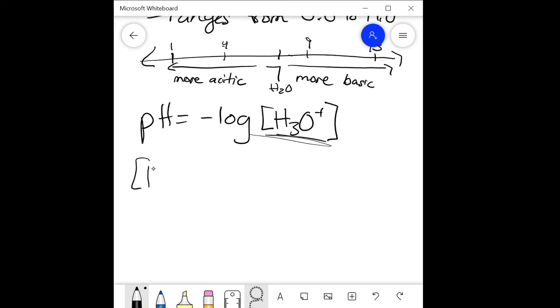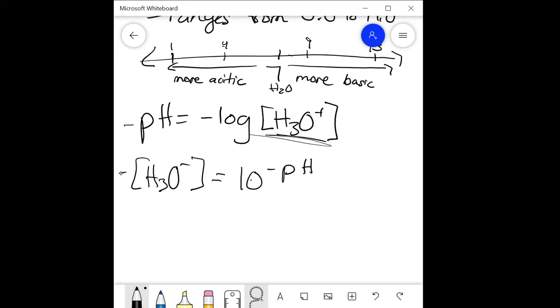Say you want to find the molarity and you know the pH. You would take the antilog of the negative pH, or you could say it's 10 to the negative, whatever your pH is. That will get you your concentration.